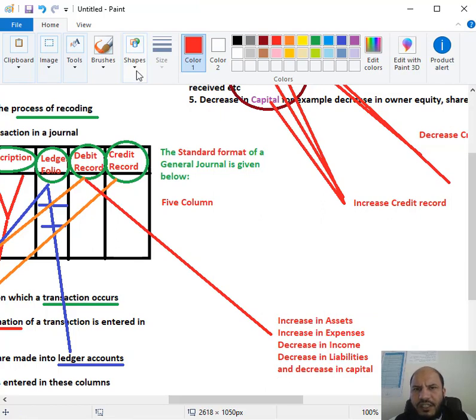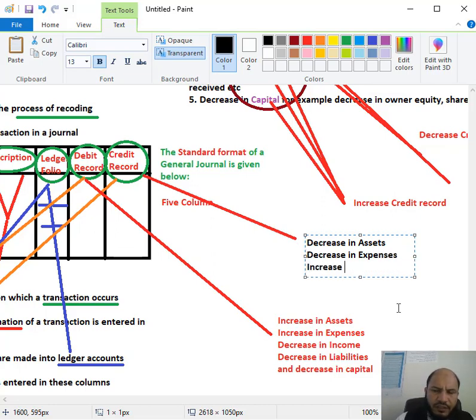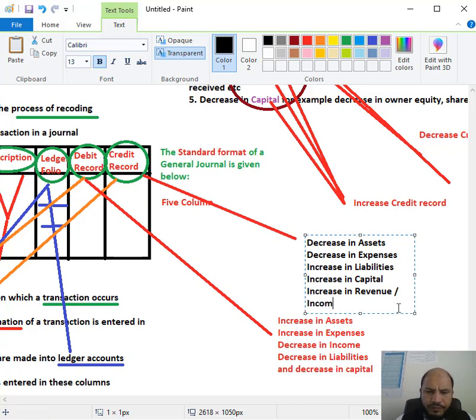And what is the credit record? So see over here, the credit record transaction is: decrease in assets, decrease in expenses, increase in liabilities, increase in capital, increase in revenue, or we may say income. So these all are the credit records.